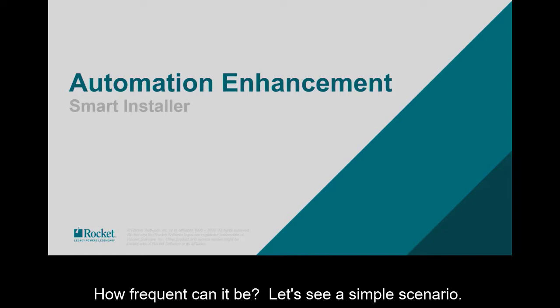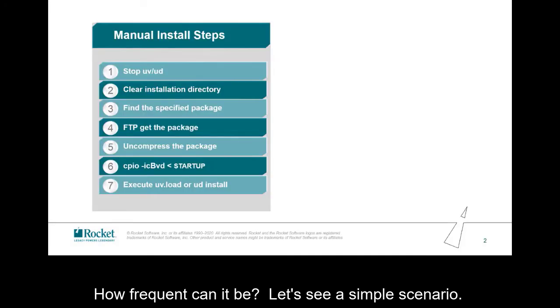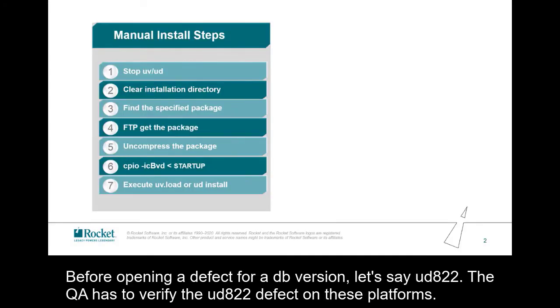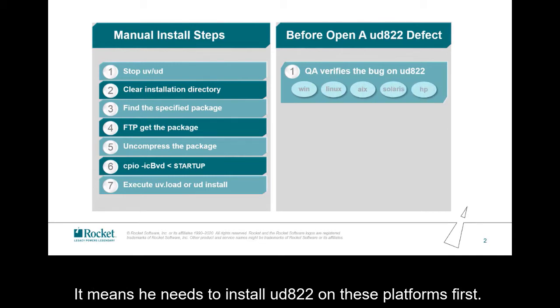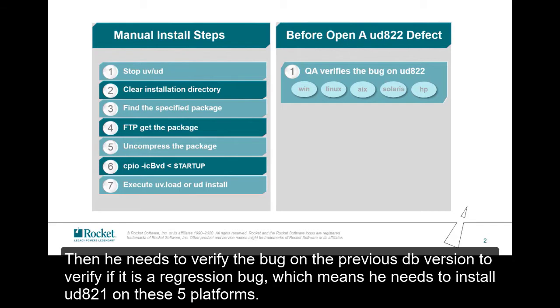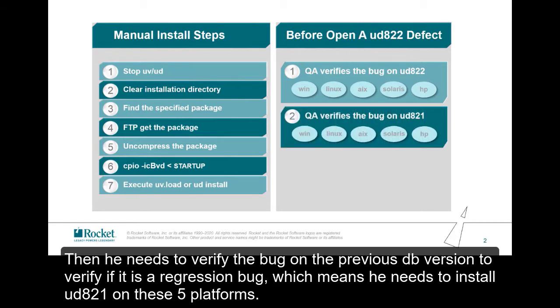Let's see a simple scenario. Before opening a defect for a DB version, let's say UD822, the QA has to verify the UD822 defect on these platforms. It means he needs to install UD822 on these platforms first. Then he needs to verify the bug on the previous DB version to verify if it is a regression bug, which means he needs to install UD821 on these 5 platforms.